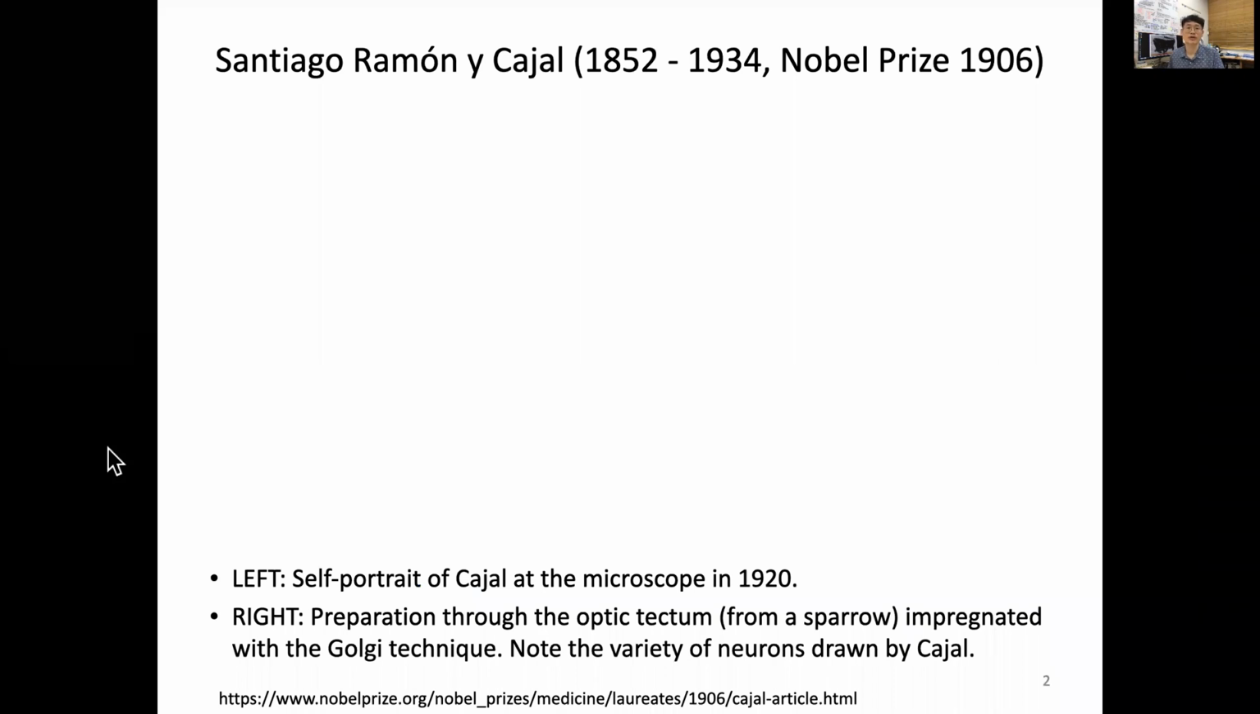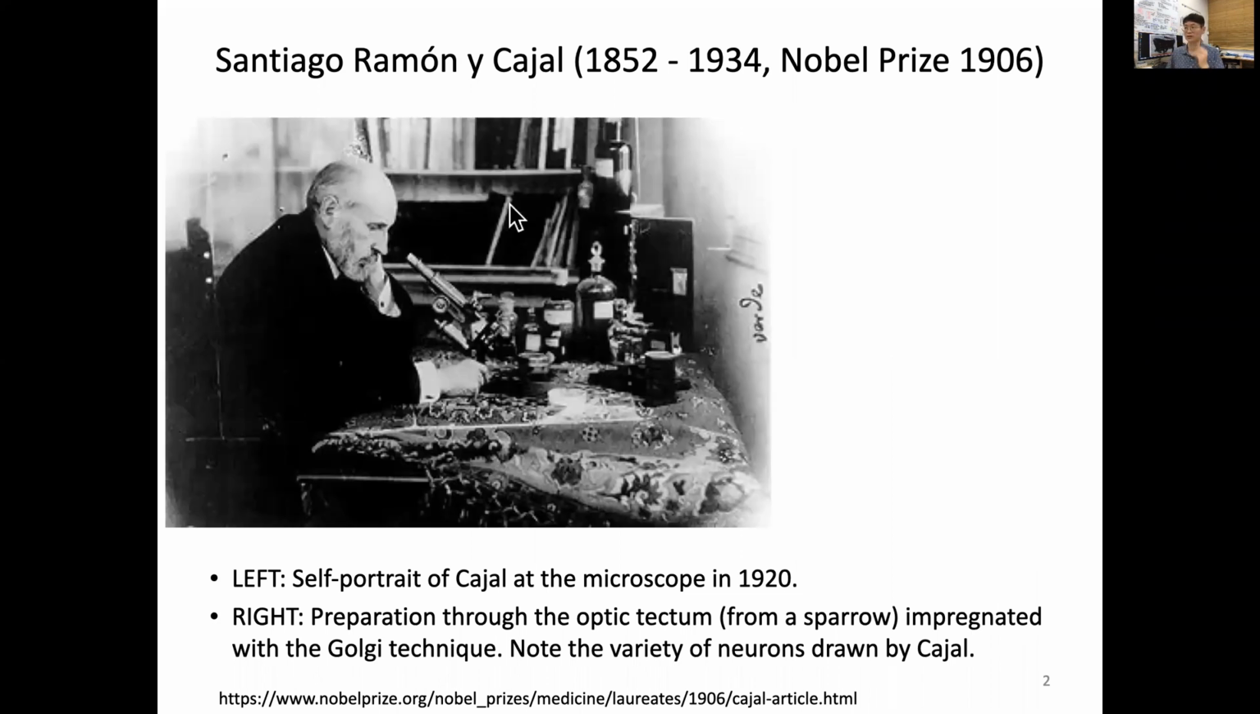Let me get started with a person who is regarded as the father of modern neuroscience. His name is Santiago Ramon y Cajal. He was born in 1852 and died in 1934. Of course, you can see he got the Nobel Prize for his work. So how does he look?